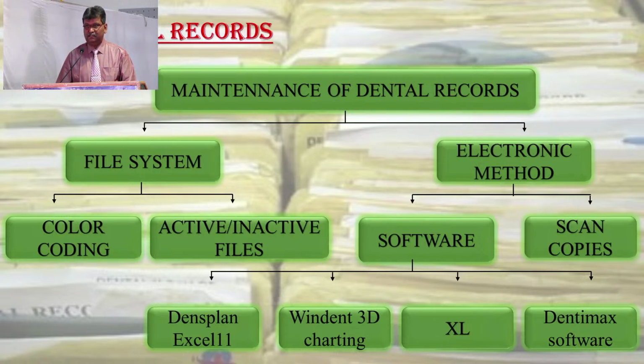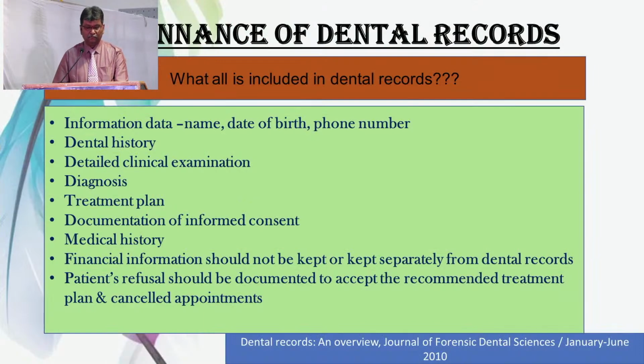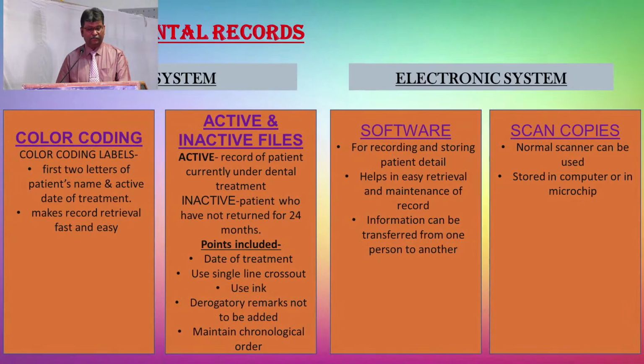The maintenance of records depends on two systems. One is the file system and the other is the electronic mode. In the file system, of course, even now they make files with color coding, and the patient's brief data has to be entered. In electronic ways, software is made and scan copies are kept in different formats. The records have to be maintained.